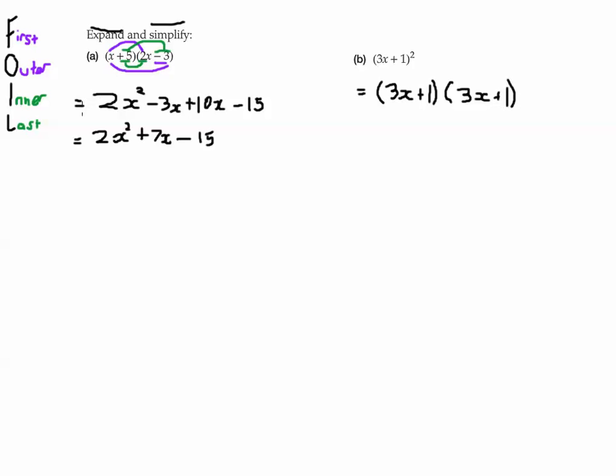Okay, so again, let's do our rules. So we've got the first numbers, so it would be 3x times 3x, which is equal to 9x squared. And then we have our outer numbers, so 3x times 1, which is just a positive 3x.